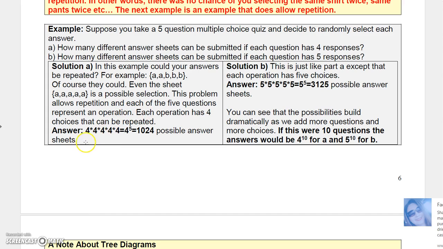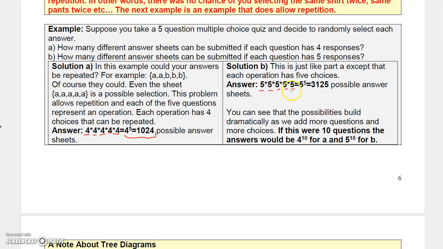So what you have to do is say, I have five questions, and there are four ways to answer each question. There are four ways to answer the first, four ways to answer the second, four ways to answer the third, four ways to answer the fourth, and four ways to answer the fifth question. So that would be 4 to the 5th, which is 1,024 possible answer sheets that you could turn in. Now, if it had 5 responses, you would do it the same way, except now there are 5 ways to answer each question: 5 ways to answer the first, the second, the third, the fourth, and the fifth.